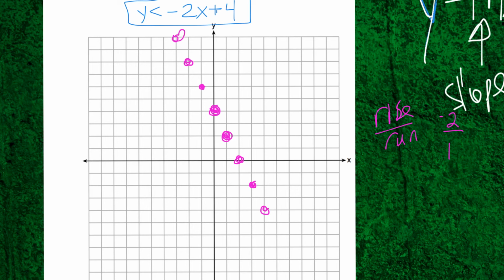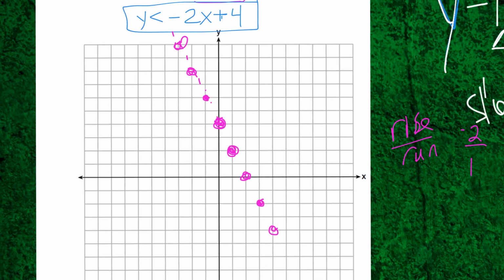Okay, so now at this point, we're going to draw not a solid line, but a dotted line. I'll explain why in a second. Sorry, my dotted lines are not very good on this app. So the inequality states that y has to be less than this line. So what that means is that we're going to highlight everything that's less than it, everything underneath it. So that's all of this stuff here.